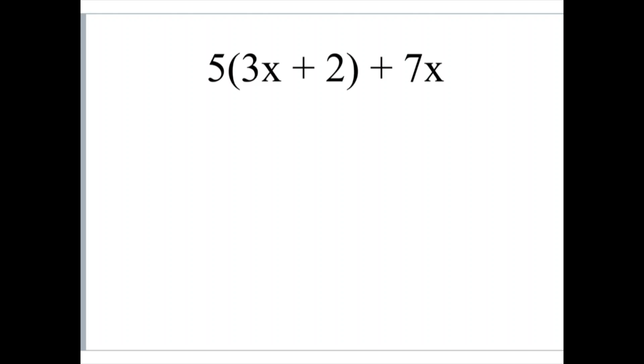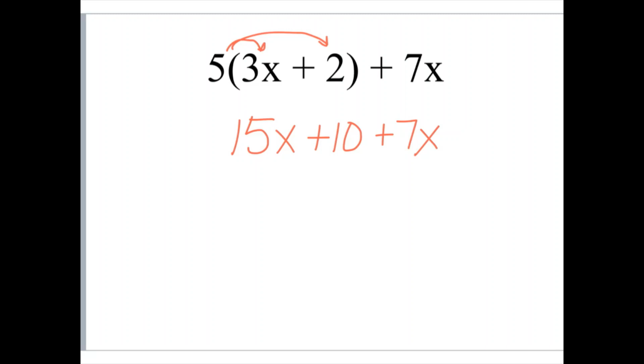You ignore the 7x until your parentheses are gone. So we're going to use the distributive property first. Here. These look very familiar, don't they? 5 times 3 is 15x. 5 times positive 2 is positive 10. And then plus 7x. And now you combine like terms.